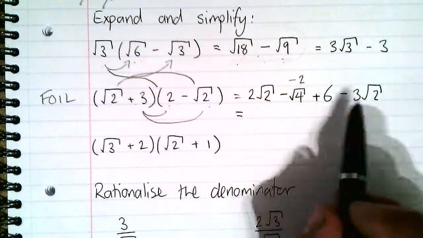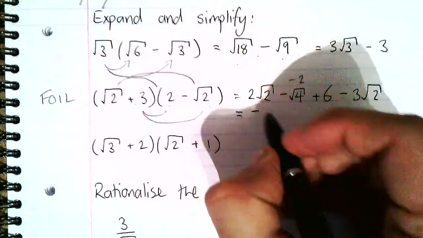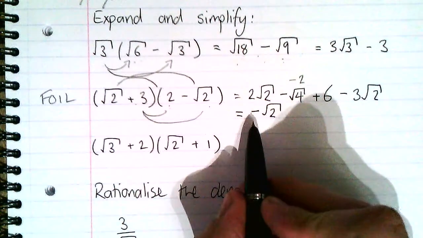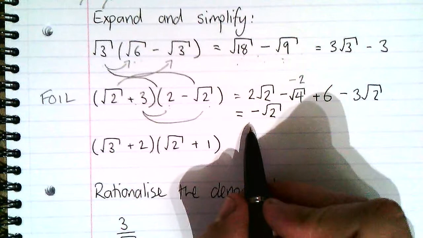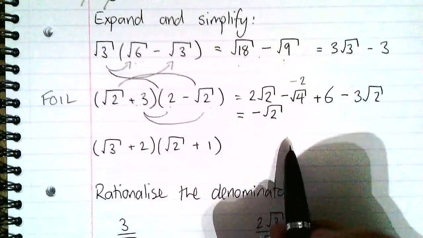2 of something, take away 3 lots of something, I end up with negative 1 lot of that thing. So here I'm going to end up with negative 1 lot of square root of 2. I don't need to write a 1 in front, in the same way that I wouldn't need to write a 1 in front of x. If I had a single x, I'd write x. I wouldn't write 1x. So you do the same thing here with surds.